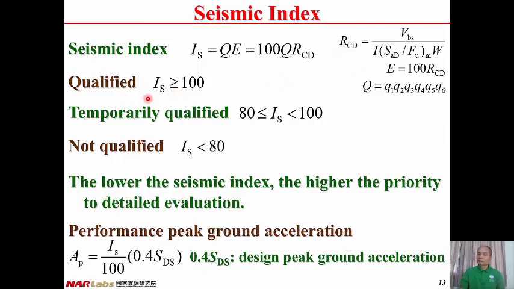If IS is larger than or equal to 100, the building is qualified. If IS lies between 80 and 100, the building is temporarily qualified. If IS is less than 80, then the building is not qualified. The lower the seismic index, the higher the priority for detailed evaluation. At this moment, we will deal with the buildings with IS less than 80.